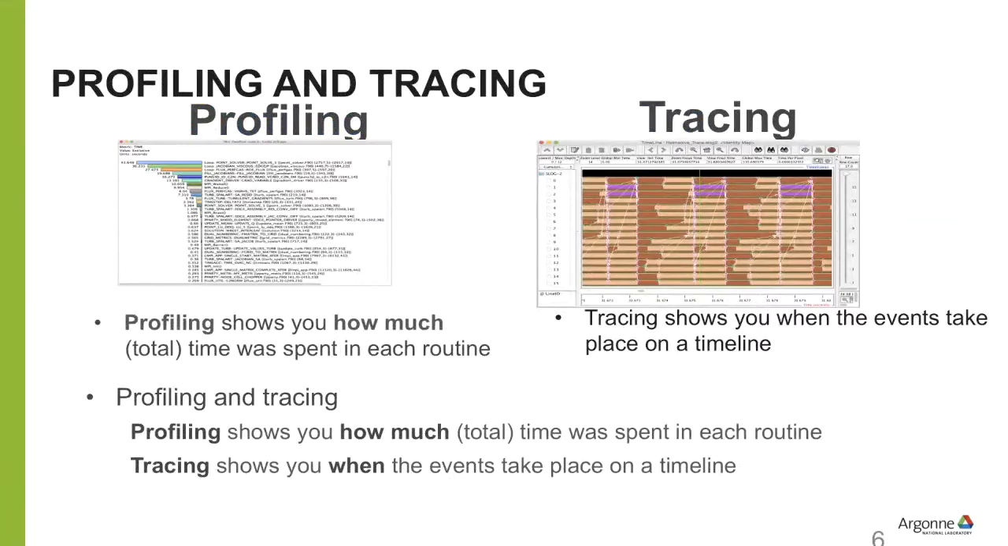So there are two distinct modes in which we operate with Tau. The first is profiling, which generates the summary statistics. So you can see, like on the left side, how much total time was spent in different code regions. On the right, we see tracing, where we generate event logs. These are timestamped events, which along a timeline can show you what each process was doing at any point in time. So you'll be able to measure the contribution of each code region and visualize it on the basis of the timeline display. Now this timeline display is shown in the Jumpshot tool, which comes from Argonne and is bundled as part of the Tau performance system. We thank Argonne for allowing us to do that. And it shows you when the events take place on a timeline.